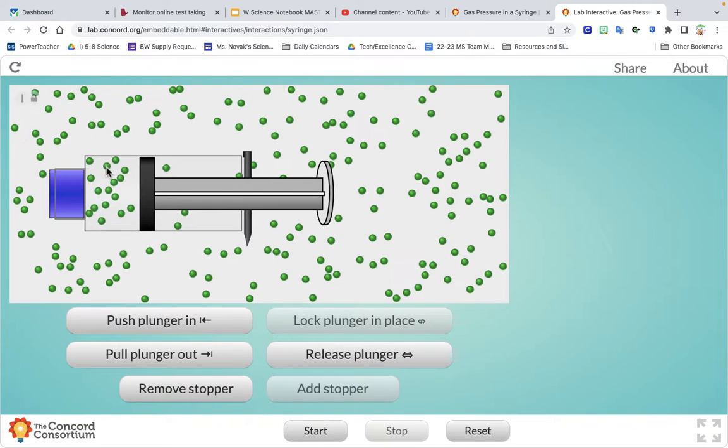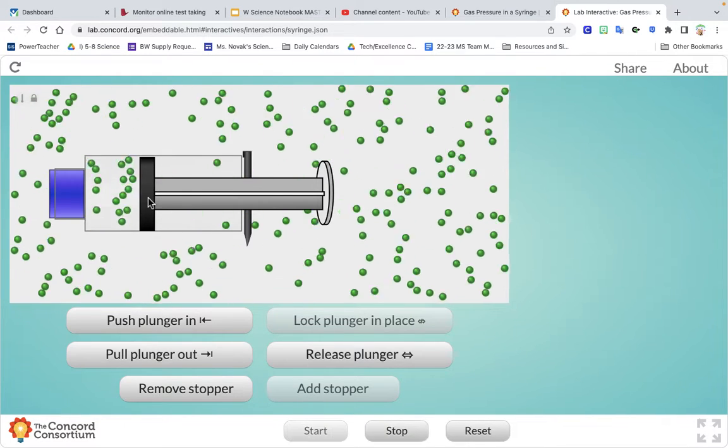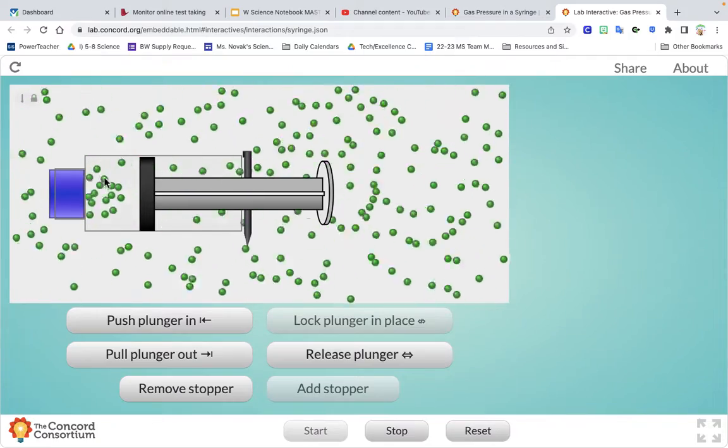We have 1, 2, 3, 4, 5, 6, 7, 8, 9, 10, 11, 12, 13, 14, 15, 16. We have the same amount of air particles that are inside of this syringe. They're just all now closer together. So we can see them bouncing off of each other much closer together.